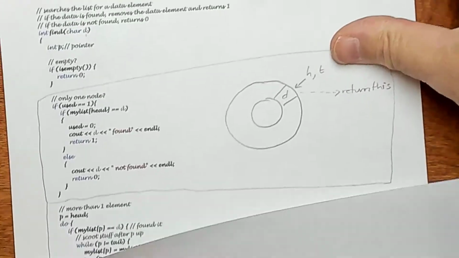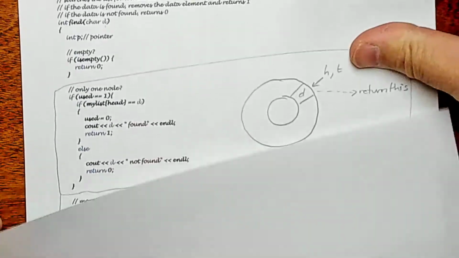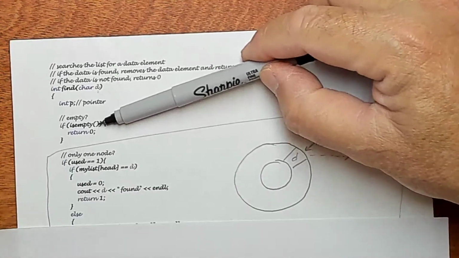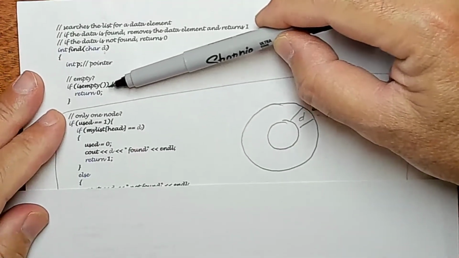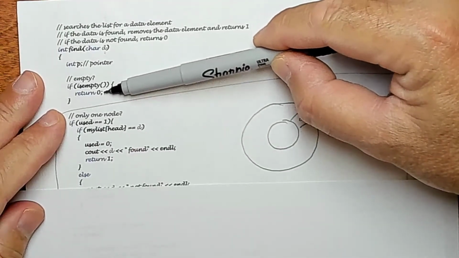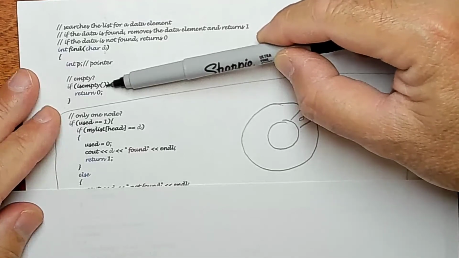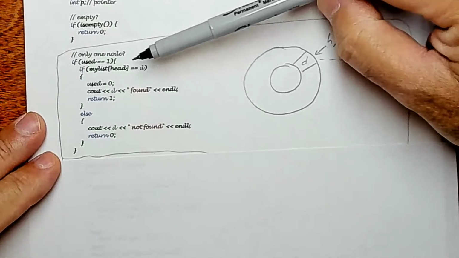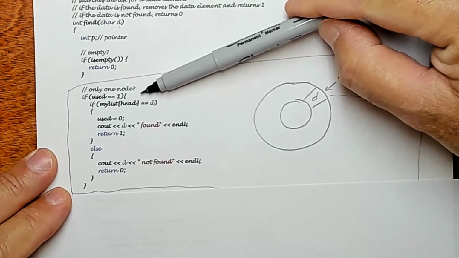So I kind of broke this up into 3 different cases. The first case is this guy could be empty, in which case it's just going to return false, just return 0, because there's nothing to do. Then there's a special case of this guy containing just one node.